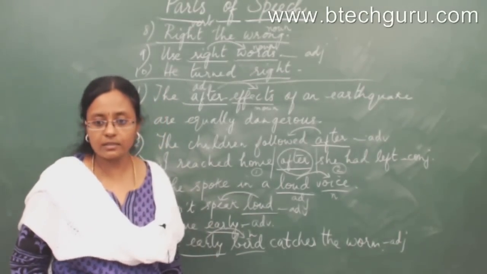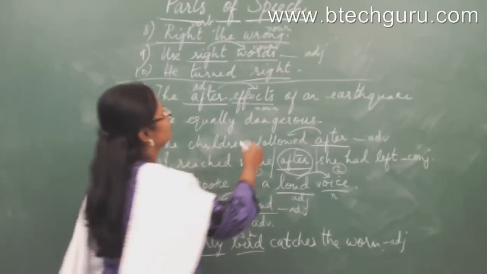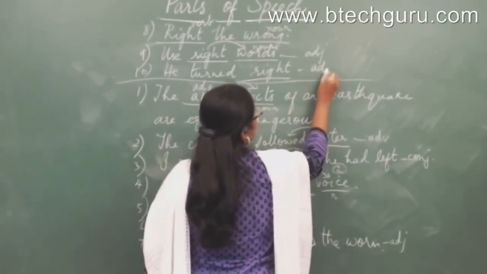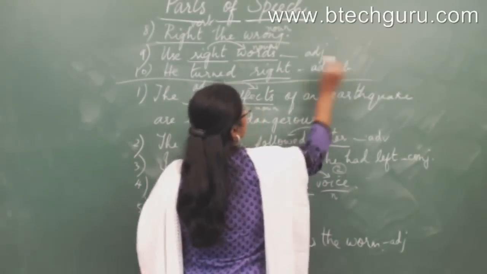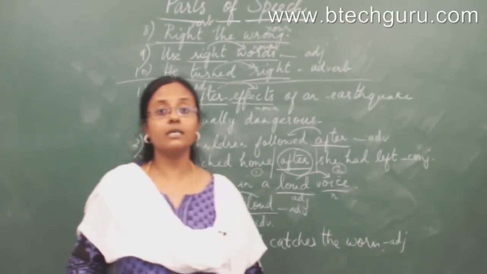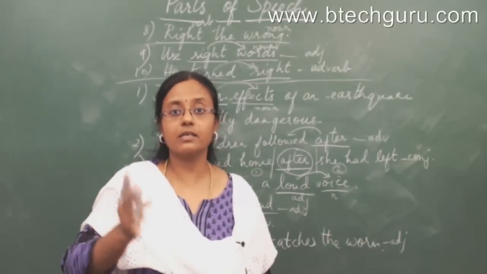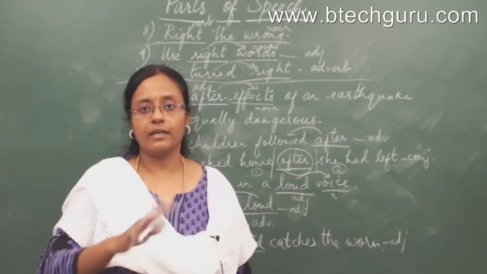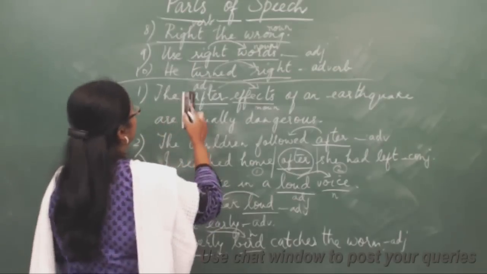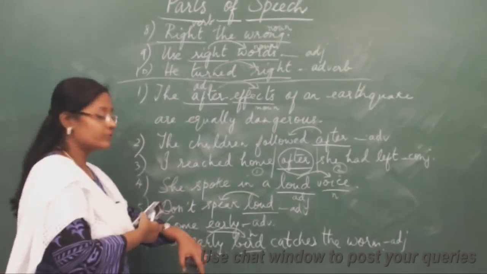Do we have the answer? Adverb. Yes, right. Good. He turned where? See, this is an answer to the question where. Moreover, it talks about the verb turned. Where did he turn? Right. He turned left. Left is an adverb. Right is an adverb in such sentences. Okay. Do we have time?